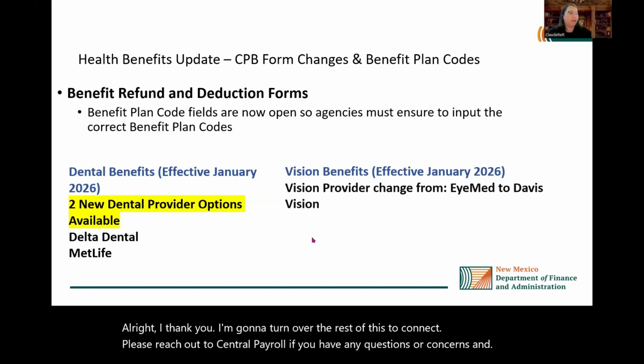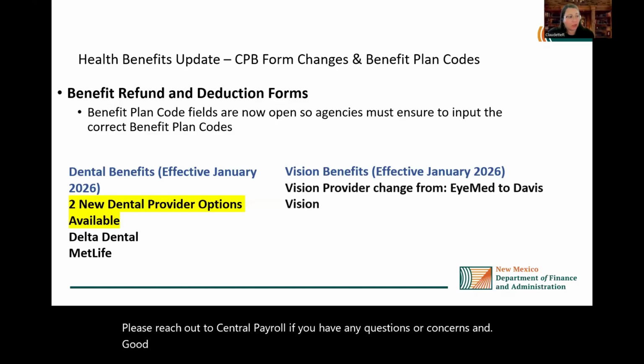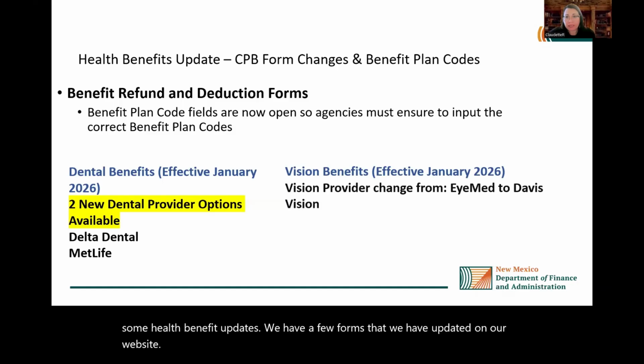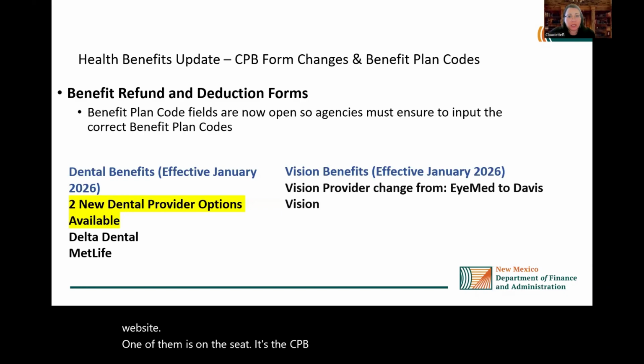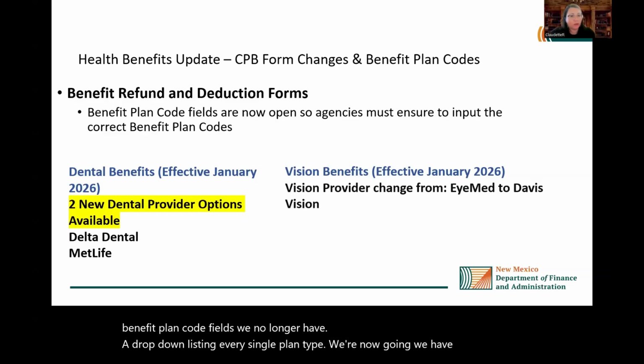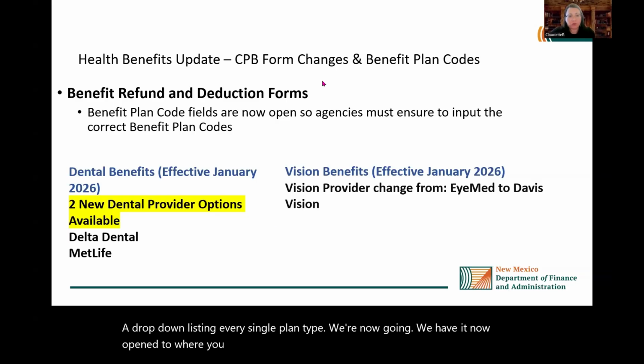Good afternoon, everybody. I'm Claudette Romero, and I'm going to go over some health benefit updates. We have a few forms that we have updated on our website. One of them is the CPB form and benefit plan codes. So on the benefit plan code fields, we no longer have a drop down listing every single plan type. We have it now opened to where you can type and input, and we'll go over that a little bit in detail in the next few slides.